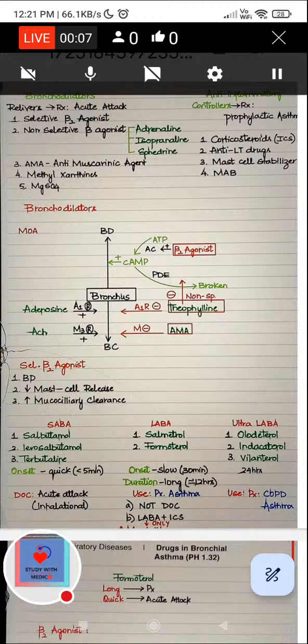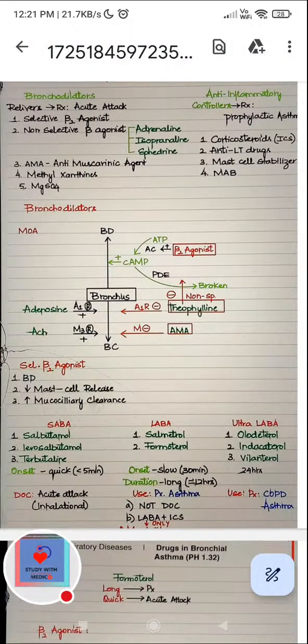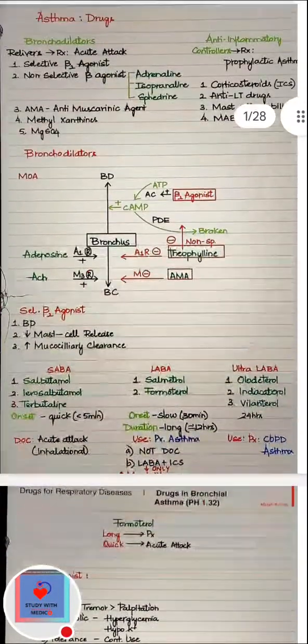So we are going to discuss bronchial asthma. We are going to classify drugs used for treating bronchial asthma. What questions are we going to discuss in this session? I'm going to talk about that first. We are going to classify drugs for bronchial asthma, their mechanism of action, therapeutic use, and adverse effects of salbutamol. Okay, we are going to discuss salbutamol.